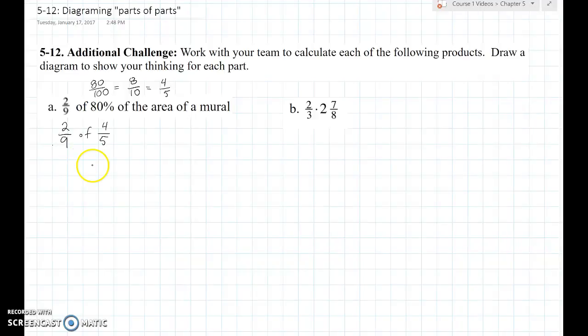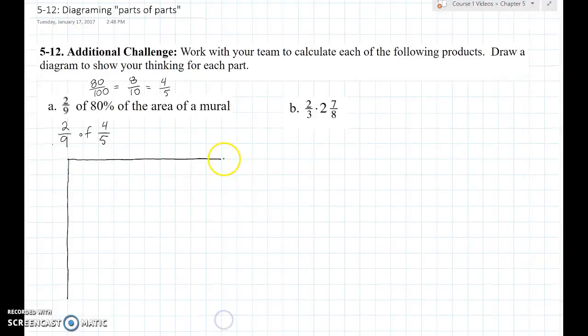So let's do that. I'm going to make my mural 5 units long. So actually let's make it 10 just so it's a little bit longer. 1, 2, 3, 4, 5, 6, 7, 8, 9, 10. You might be saying, why 10, Mr. Marcus? I'm going to break it up into 5 equal pieces going vertically. I'm also going to break it up then into 9 pieces going the other way. So I'm just thinking ahead. I'm going to make this 9 units long. 1, 2, 3, 4, 5, 6, 7, 8, 9. So here is our mural.